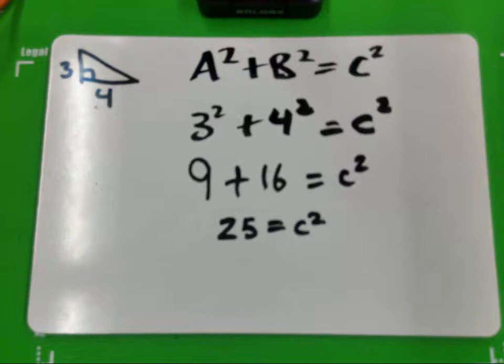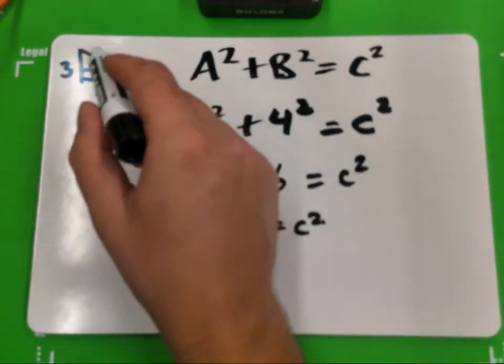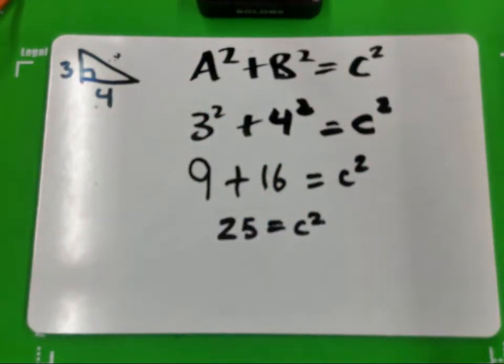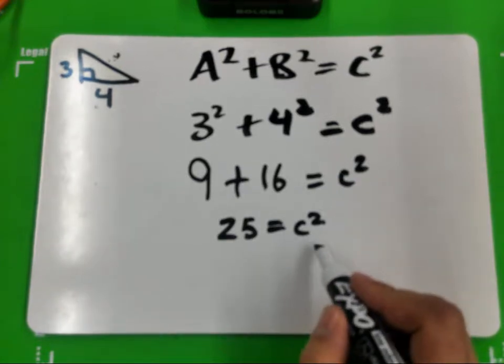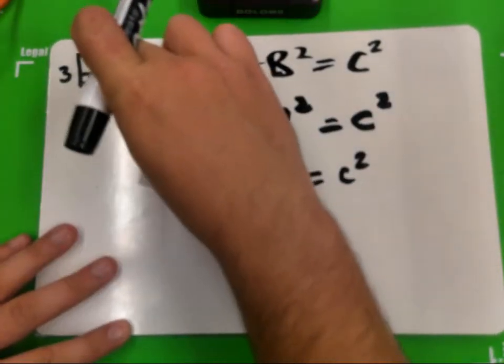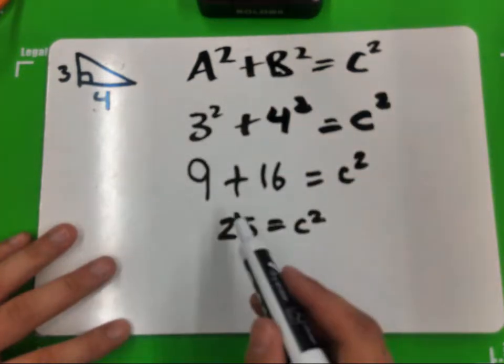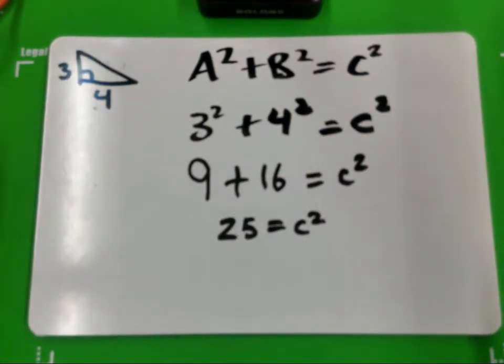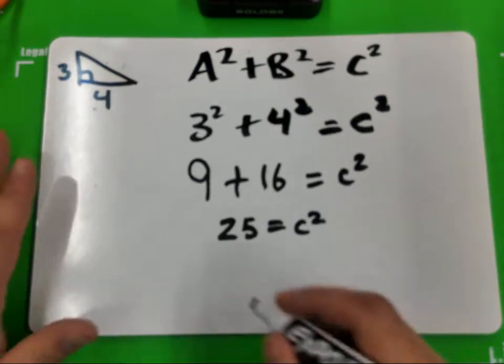Now, a common mistake, guys, that people make when they're learning the Pythagorean Theorem is they say, oh, okay, 25 equals C squared, so the answer for this hypotenuse has to be 25. No, that's the answer for C squared. We want C, right? So we already squared both of these lengths. So what's the opposite of squaring? We know the opposite of multiplication is division. We know the opposite of addition is subtraction. And we've learned in this unit that the opposite of squaring is square root. So we have to find the square root of both sides.